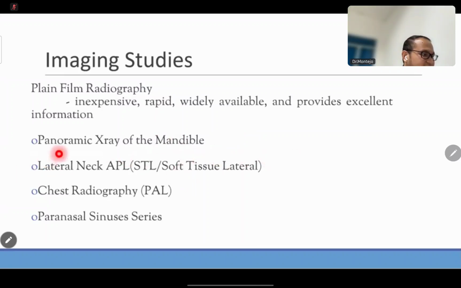Okay. The next would be your lateral neck, your soft tissue lateral, vital kani siya. If you're moonlighting, your lateral neck could also give a status of your airway, your soft tissue lateral. And next would be your chest radiography, and then also your paranasal sinuses, no, for sinusitis.